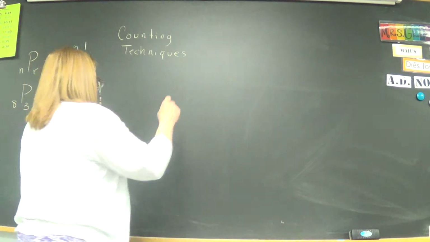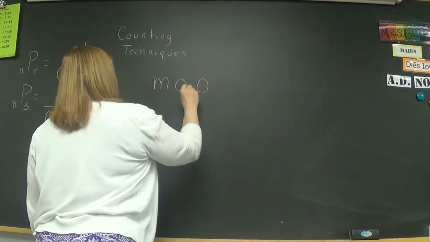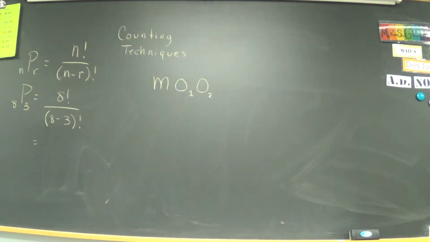Okay. I want you to give me the word mu, and we'll call the first O with a sub 1 and the second O with a sub 2 so that we can tell them apart. Give me all the arrangements.